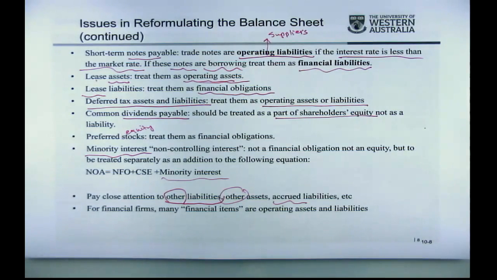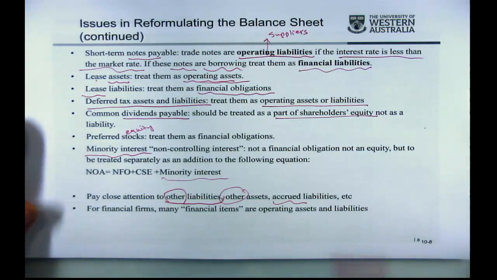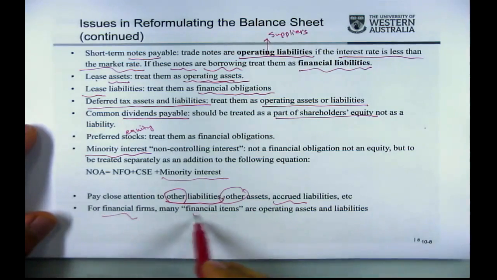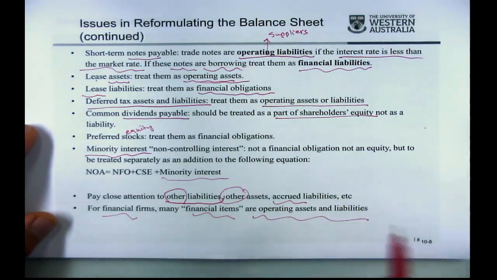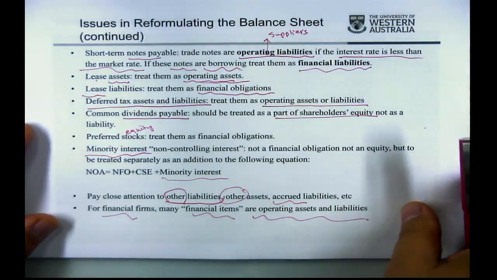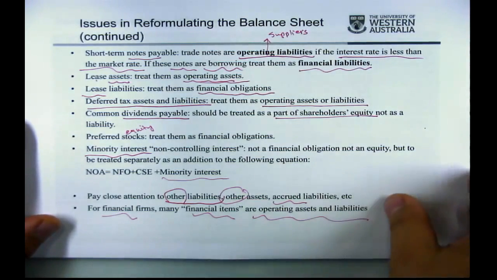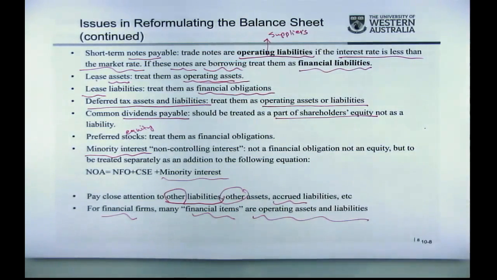Again, this is related to your former question, Joseph. For financial firms, financial items are operating assets or liabilities. Okay? Because this is their business. Make sense? Okay.